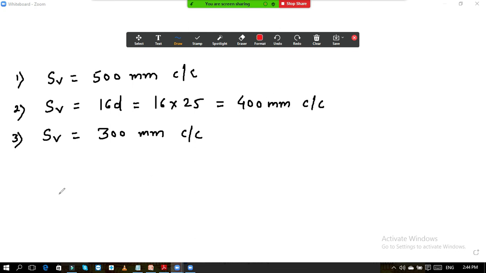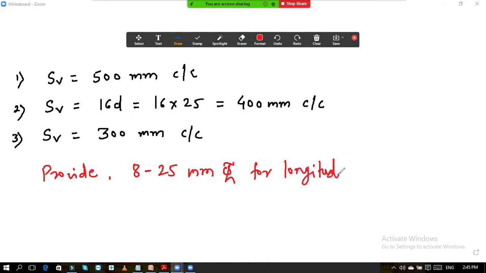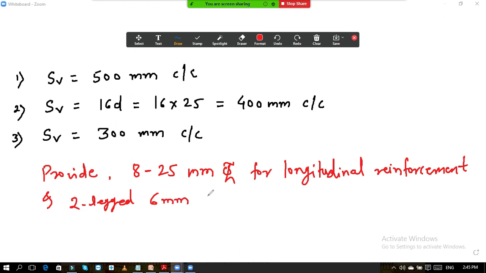So we will write here: provide 8 bars of 25 mm diameter for longitudinal reinforcement, and two-legged 6 mm stirrup about 300 mm center to center, about 300 mm center to center.